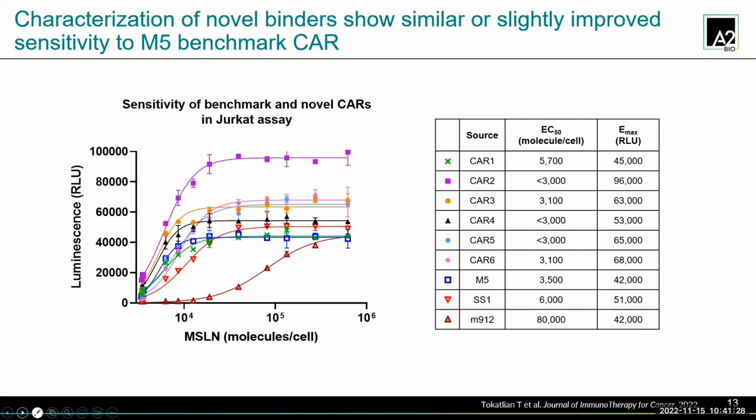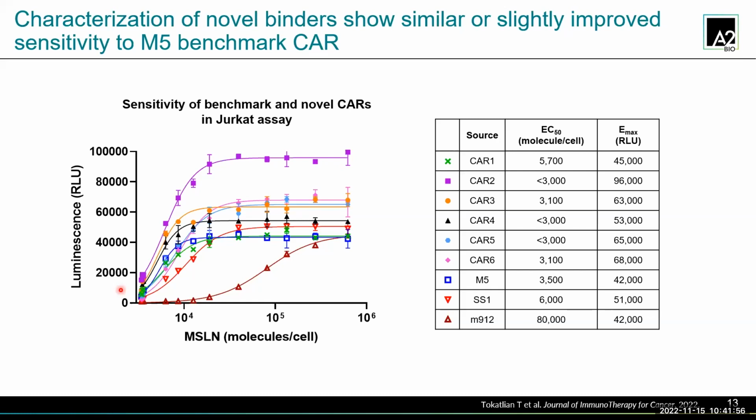These Jurkats were then co-cultured with HEK293 T cells with titrated mesothelin expression by mRNA transfection. And EC50s were generated from the relative response by luminescence. These EC50s were then converted to absolute molecules per cell using standard curves that we generated in-house and QuantiBRITE methodology.